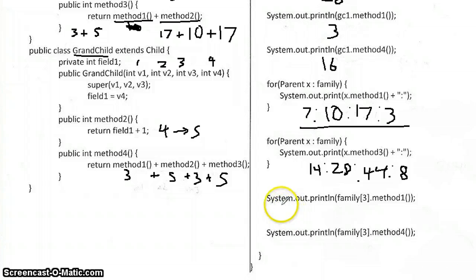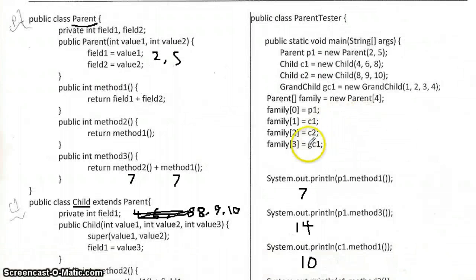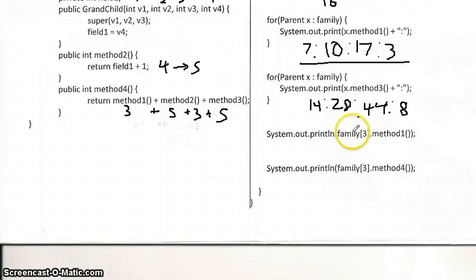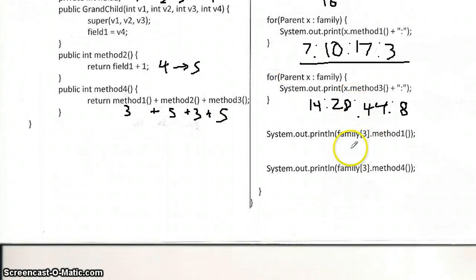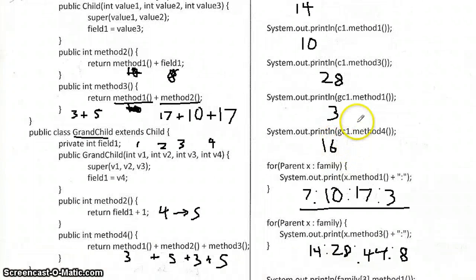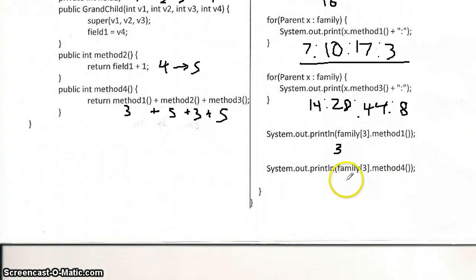And so System.out.println family3.method1. So this is simply GC1 because this is the third object in the family array. And so we've already seen that above, GC1.method1, that will give us 3. That's the answer here. And over here we have GC1 again, family3.method4.